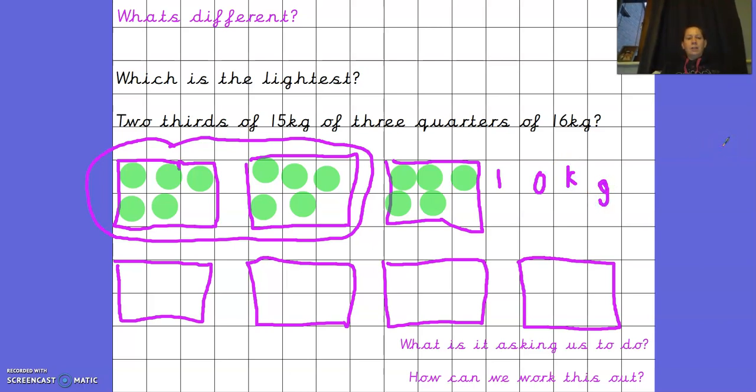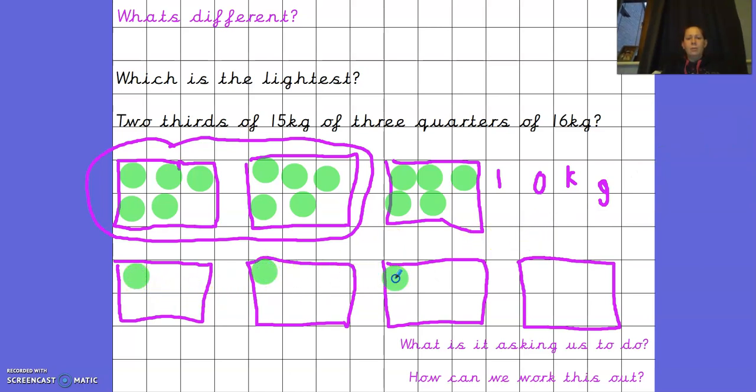Okay. So we know that 2/3 of 15 kilograms is 10 kilograms. The next one is asking 3/4 of 16 kilograms. So 3/4, although it's written as words, we know that that is 3/4. So I would need my 4 squares, which are there. Okay. And then I'm going to share my 16.